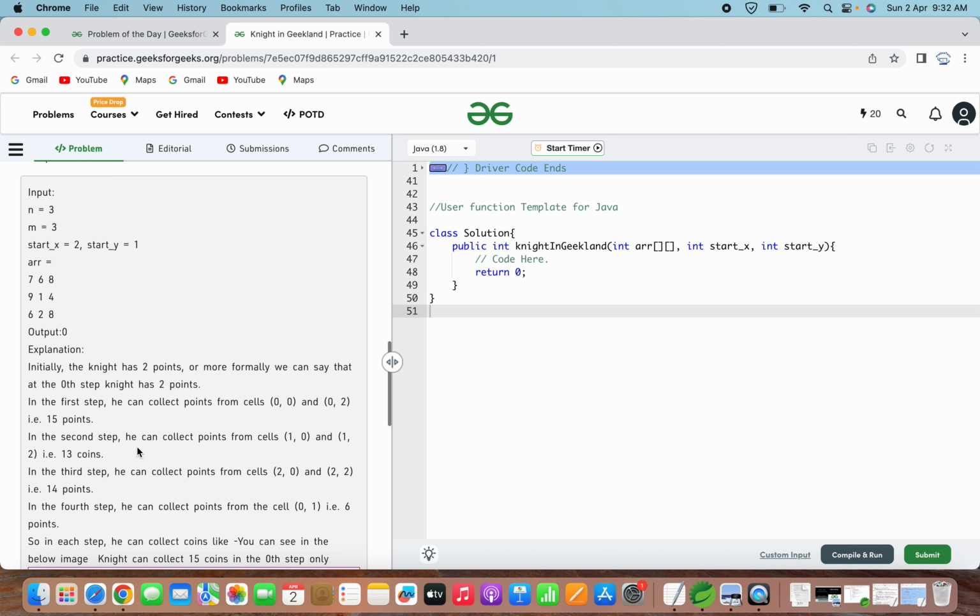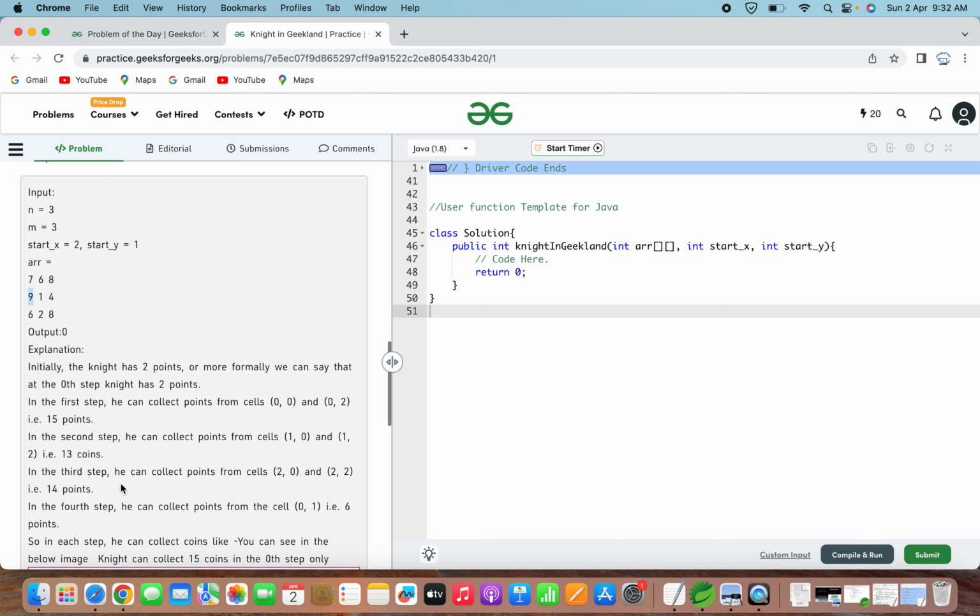In the second step, he can collect the points from 1,0. That means if we are at this position and this position, what places can it visit? It can visit this one, this and this. Okay. So in the second step, he can collect the points from 1,0 and 1,2. So it will give 13 here.